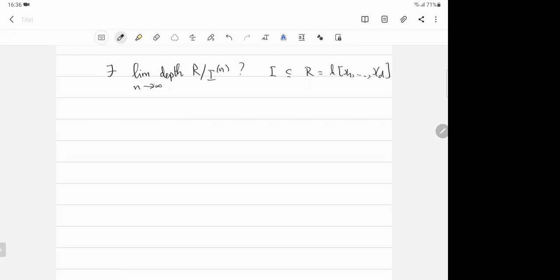Okay, and then it is easier to start with the case of monomial ideals. And as I told you, sometimes even unmixed monomial ideals. Actually, this is the most interesting case. The unmixed case is more interesting.